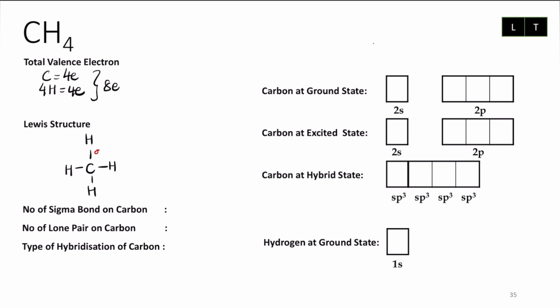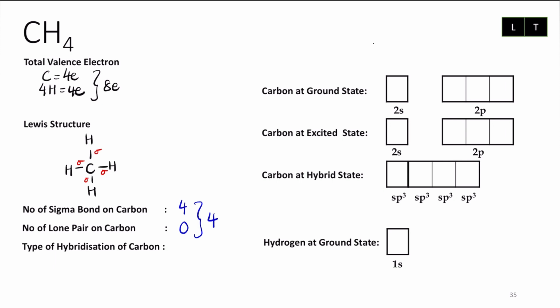Now, we are going to label the sigma bond for CH4. So we have 1 here, 1, 1, 1. So the total will be 4 for the sigma bond on carbon. And next, we take a look at the lone pair around carbon. There is no lone pair, so that's why the total will be 0. So from here, the total will be 4. And remember, we have to determine the type of hybridization for central atom, in this case, which is carbon.